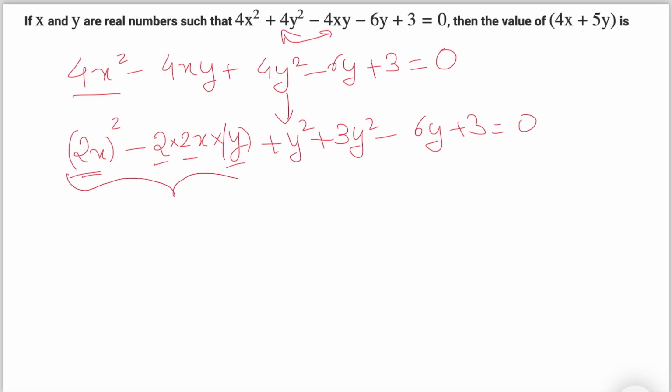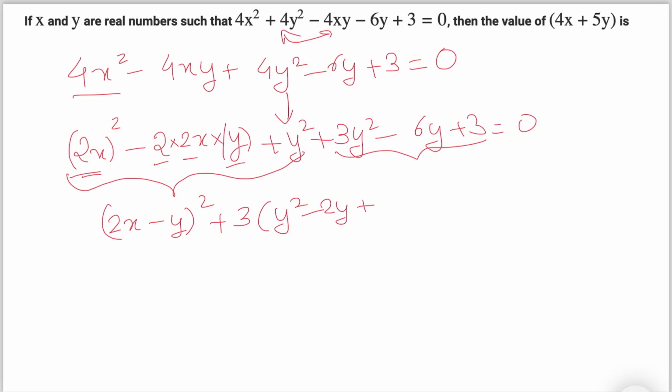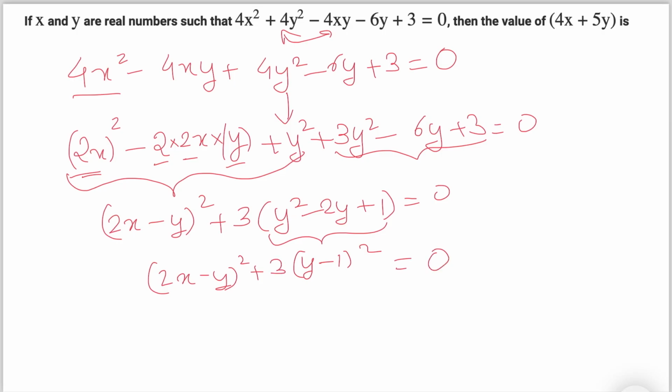So this part is now very clearly a minus b the whole square. So 2x minus y the whole square plus, between these three terms we can simply take a 3 common. I'll take 3 common and get y square minus 2y plus 1 is 0. So what does y square minus 2y plus 1 represent? Y minus 1 the whole square, right? So this entire expression boils down to 2x minus y the whole square plus 3 into y minus 1 the whole square is 0. Now this we have studied previously is an algebraic tautology.